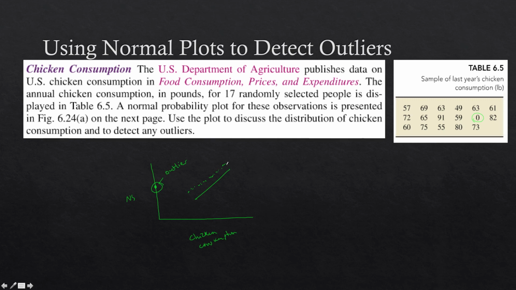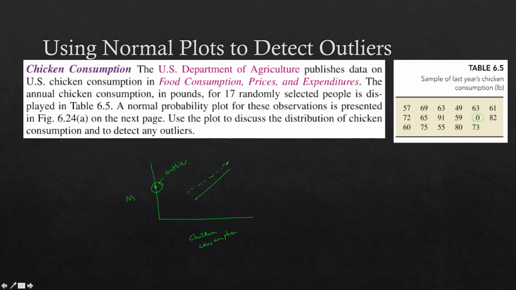Now, what are some reasons for that outlier being there? Well, it varies depending on who you're sampling. You could have a person that is a vegetarian in the sample, and that might cause it to be an outlier, someone not eating chicken. It also might be a sampling error on the person doing the sampling.